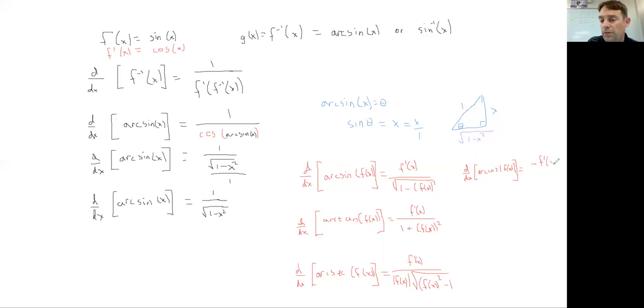So the negative f prime of x all over 1 minus f of x squared. Cotangent is going to be like tangent, but again, it's going to have the negative up in the numerator. So for the co-functions, you just basically take whatever the original derivative is, and just put a negative in front of it.